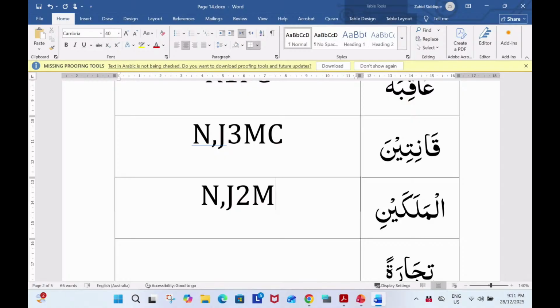Rayan, why is it proper? It's because of the alif lam. Because it is starting with alif lam, so alif lam tells us that this is proper. Okay, so the answer would be proper.